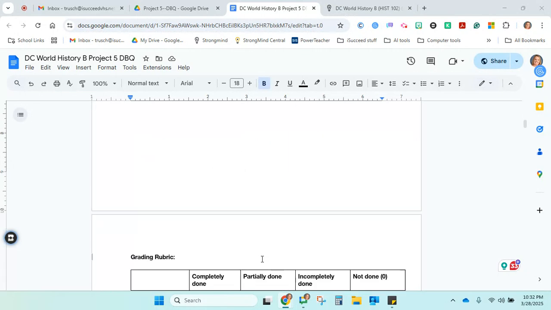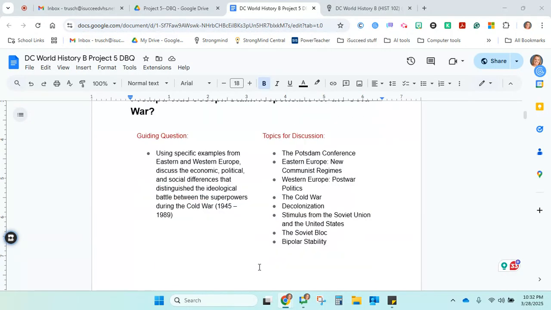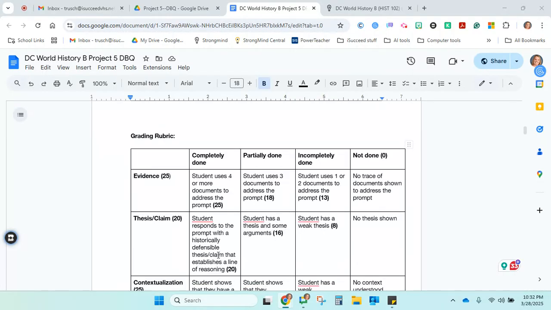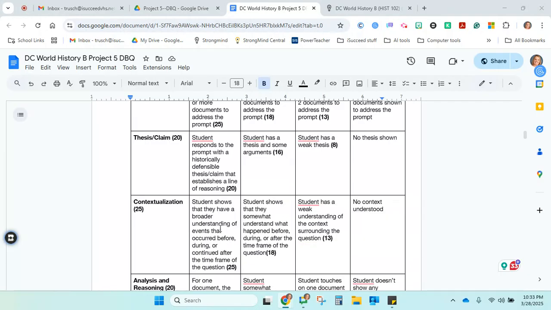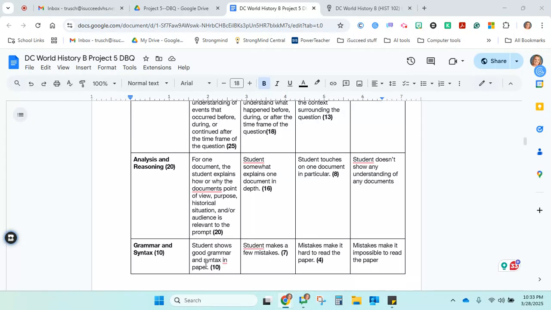Okay? So those are a lot of things that were emphasized during this whole period. You will be graded on using 4 or more documents to address the prompt, and having a historically defensible thesis or claim that establishes a line of reasoning. Okay? And then you are going to show that you have a broader understanding of events that occurred before, during, or after the time frame of the question. And for one document, you're going to go further in depth and show me the overall relevance of that document. And then you're going to show good grammar and syntax in the paper.